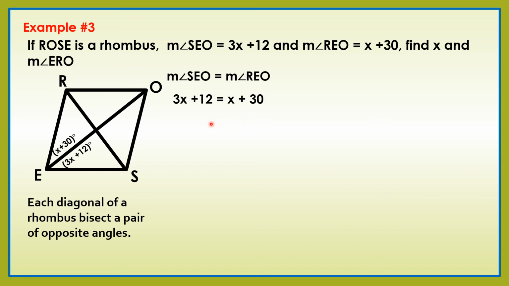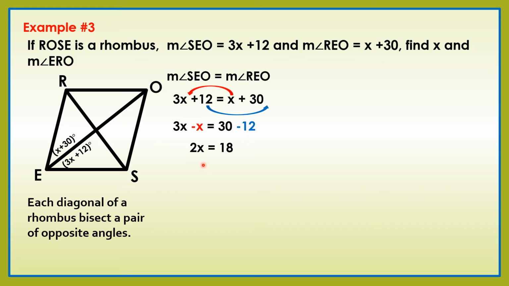So, substitution lang tayo. 3x plus 12 for angle SEO and x plus 30 for the angle REO. Then, transpose natin si x beside 3x because they are similar terms. And then, yung 12 beside 30 because they are similar terms. So, pag nag-transpose, automatically, mag-change tayo ng sign. So, we will have now 3x minus x kasi positive si x dito is equal to 30 minus 12 kasi plus 12 dito. Then, simplify natin ang 3x minus x, that is 2x. 30 minus 12, that is 18.